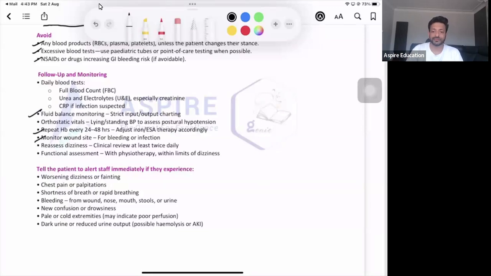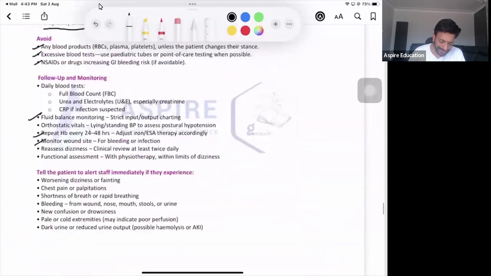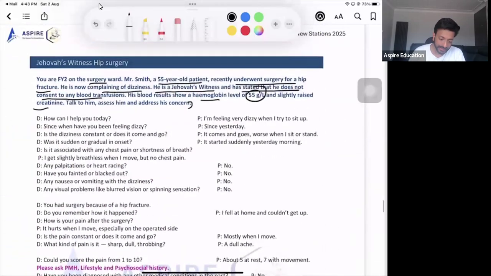So if your dizziness is getting worse, you're getting any chest pain, or you have got bleeding from the site, please let us know. Or ring a bell. That's something that you can say. Right? So these are the main things that you can mention. Okay. So that's what we have got in the Jehovah's Witness scenario.